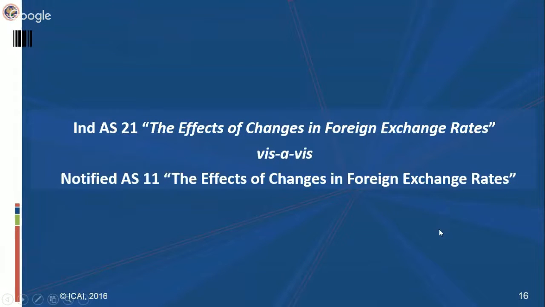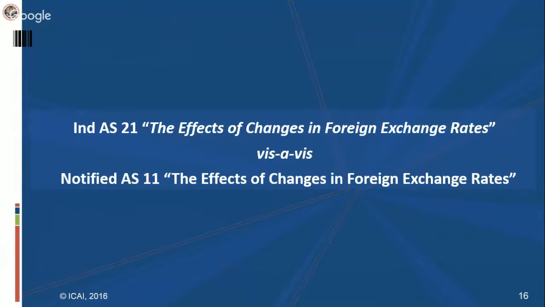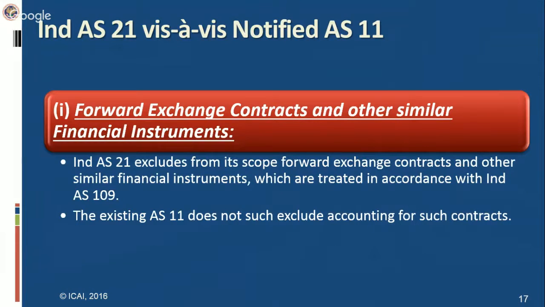Now, after discussing the difference between Ind AS 20 and AS 12, let us move to Ind AS 21, the effects of changes in foreign exchange rates, vis-a-vis notified AS 11, the effect of changes in foreign exchange rates. These two standards basically deal with changes in foreign exchange rates and how to account for them in our financial statements. First difference is about forward exchange contracts and other similar financial instruments.